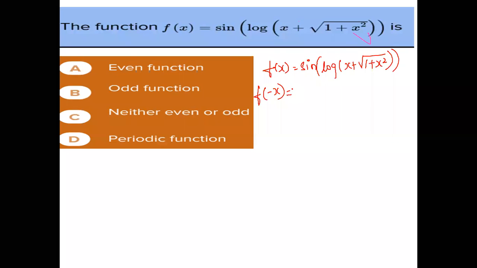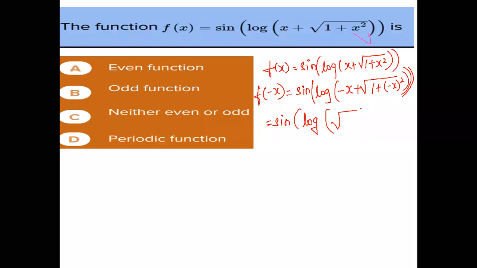So what we have to do, wherever we have x, replace it by minus x. So it is sine of log of, replace x by minus x, so minus x plus square root of 1 plus minus x whole square. Okay, so that is sine of log of minus x plus square root of 1 plus minus x whole square, which is x square itself. So I'll write the plus term first: square root of 1 plus x square minus x.